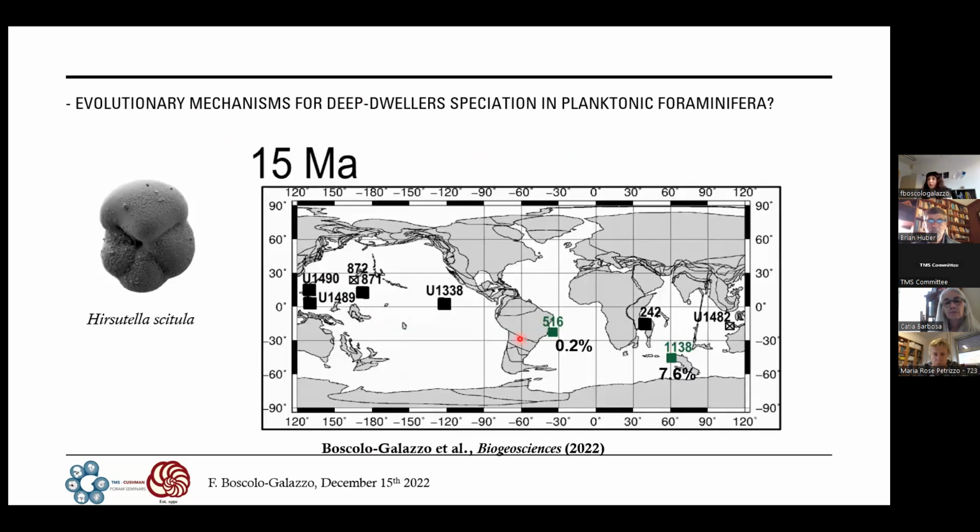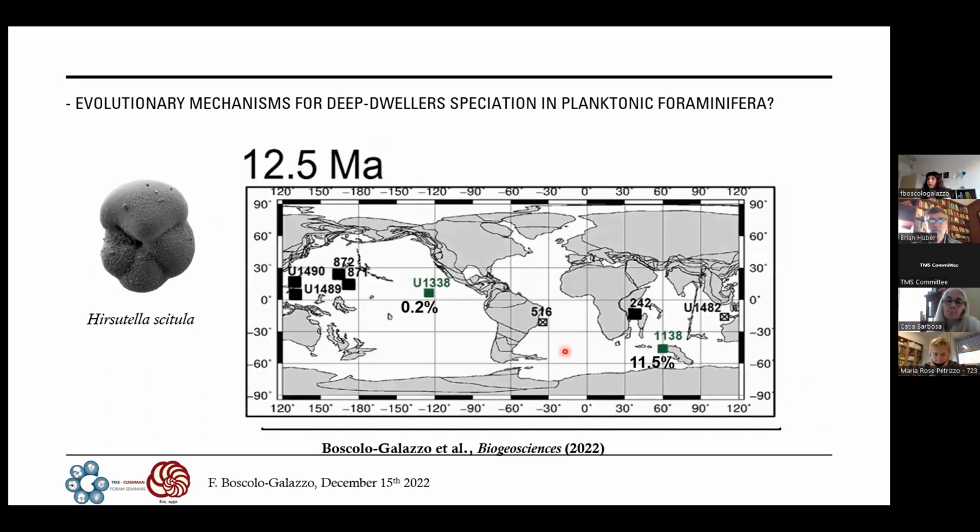Okay, so let's start with Hirsutella scitula, which is the most ancient deep-dwelling planktonic foraminifera species that we have in our data set. We have it since 15 million years ago, especially in the Southern Ocean, where it is fairly abundant, about 8%. And it also occurs at site 516, although pretty rare. By 12.5 million years ago, we find Hirsutella scitula also at site U1338, pretty rare as well, but it's there.